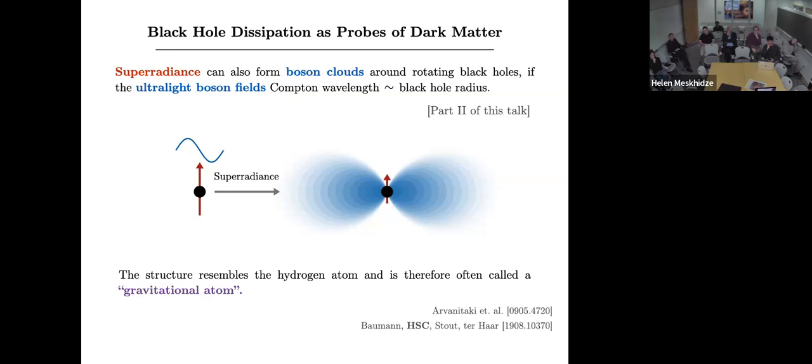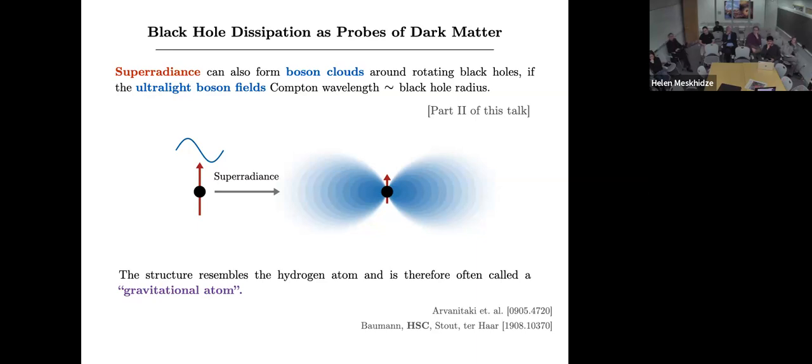that surrounds a highly spinning black hole. And the way it works here is that if the Compton wavelength of the boson field is comparable to the size of a rotating black hole, this field can extract energy and angular momentum from the black hole, such that the black hole spins down and a bosonic condensate is formed around this black hole.